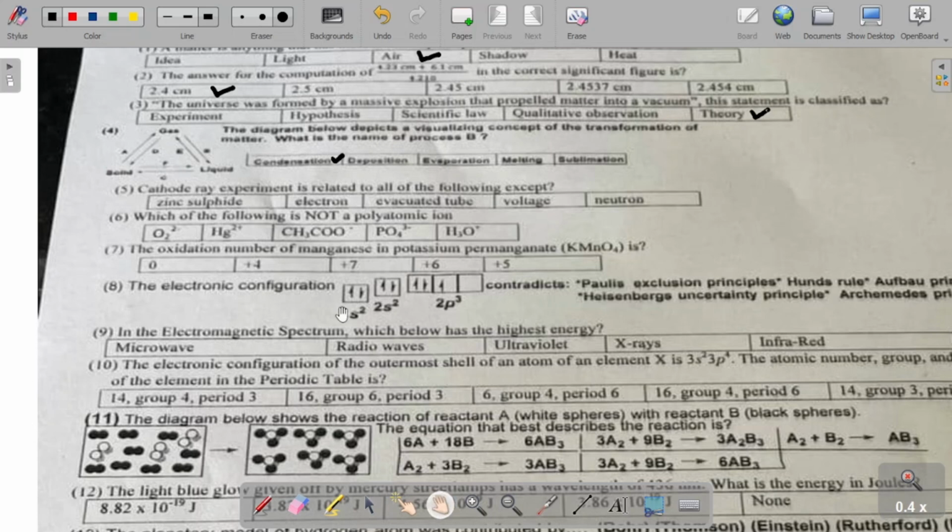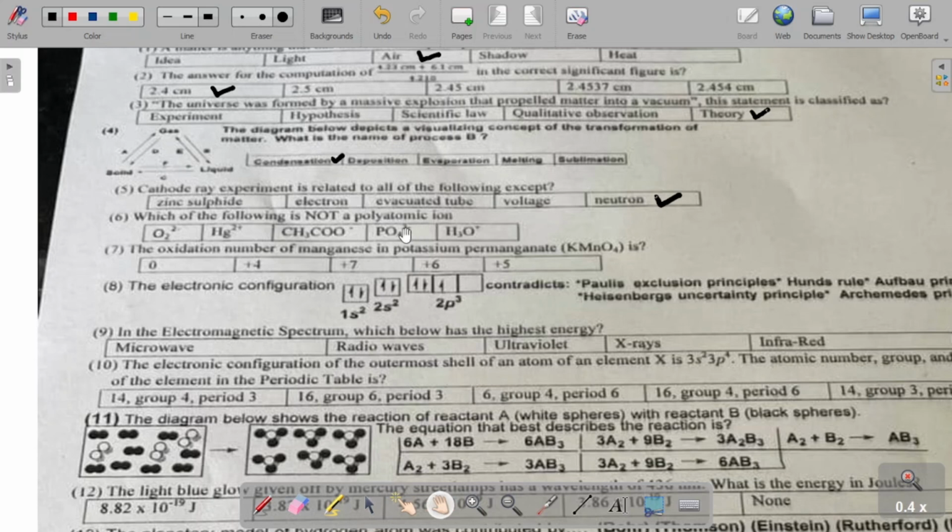All right, number five. Number five says cathode ray experiment is related to all of the following except. Now, the one that's wrong here, that's not related, is neutron, right? In the cathode ray experiment, J.J. Thomson used zinc sulfide. He used electrons. He used an evacuated tube. He also used voltage, but not neutrons. So the answer here is neutrons. So please take note.